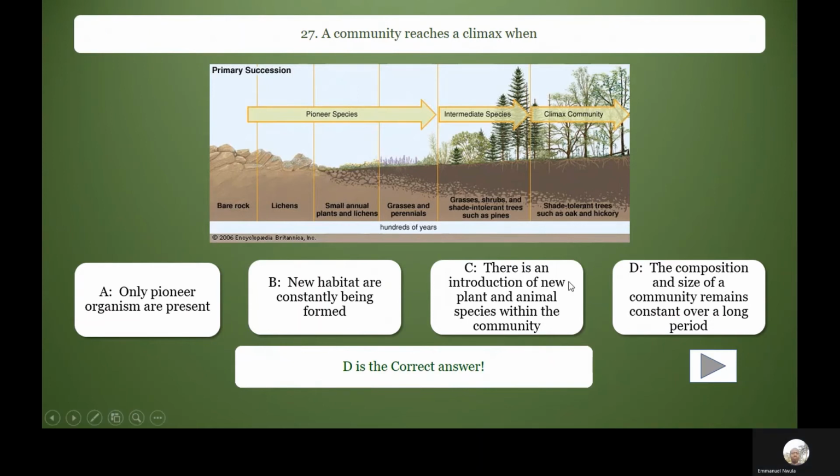So when it reaches a climax, it is the same type of organism, the same quantity you see year to year. So the answer is D.